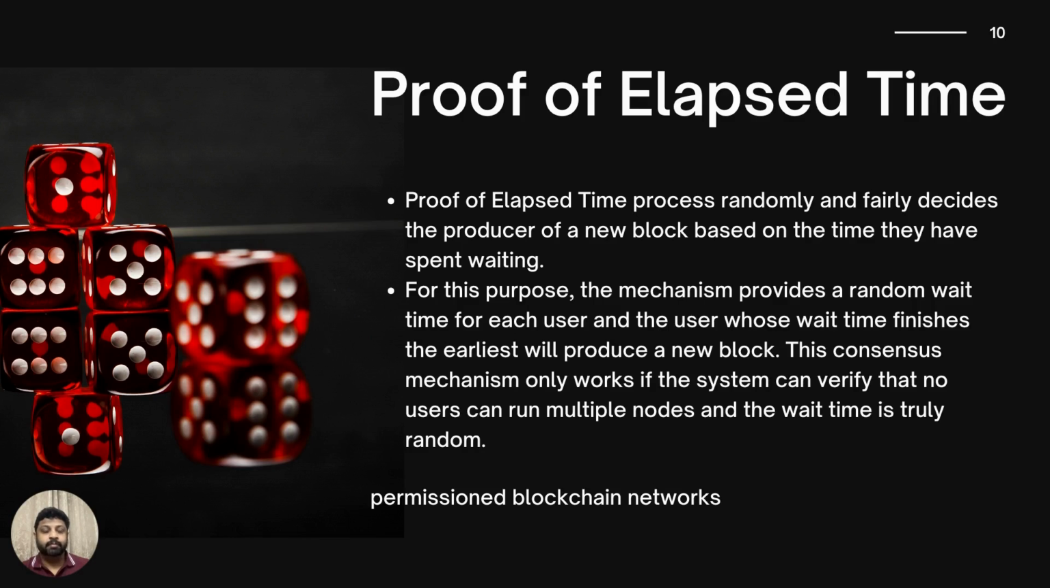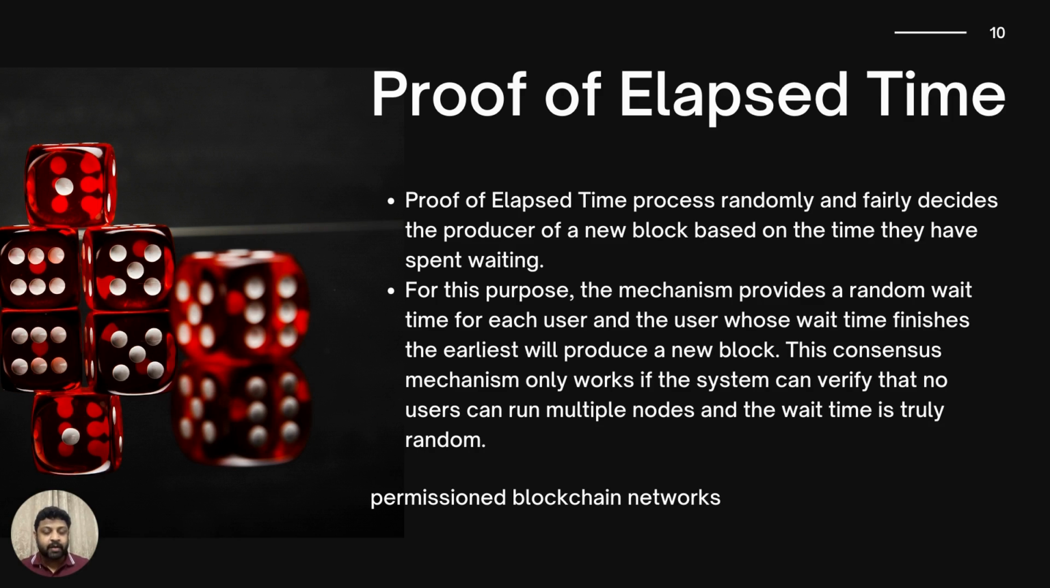Proof of elapsed time. This process randomly and fairly decides the producer of a new block based on the time they have spent waiting. For this purpose, the mechanism provides a random wait time for each user, and the user whose wait time finishes the earliest will produce a new block. The consensus mechanism only works if the system can verify that no user can run multiple nodes and the wait time is truly random. This mechanism is predominantly used across permissioned blockchains.